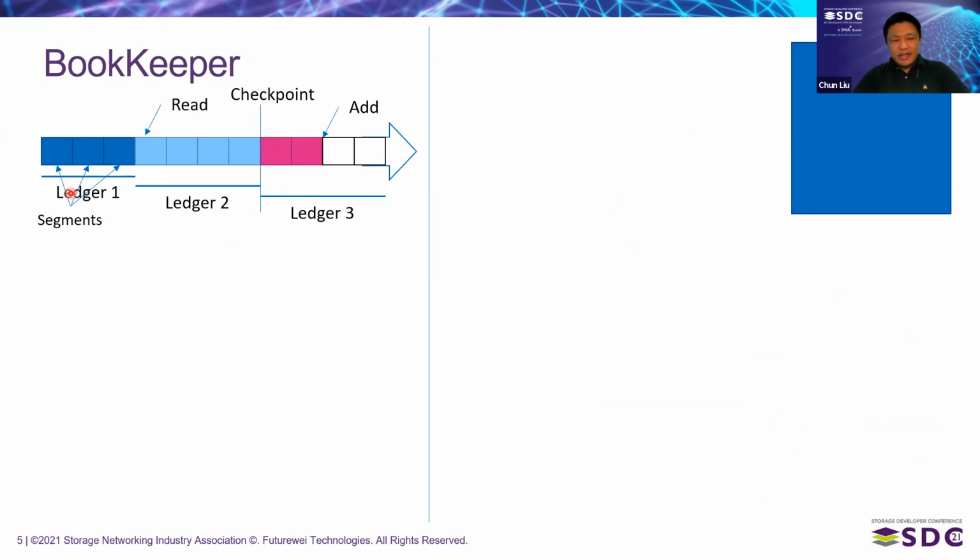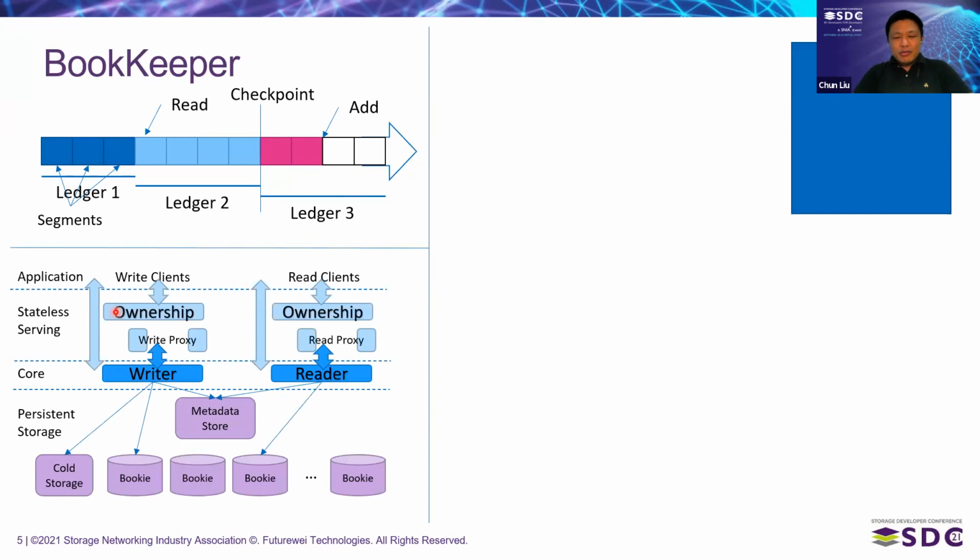The log consists of ledgers. A ledger consists of segments. Here, a segment can be large or small. A record is always added at the tail of the log. Once a ledger is full or closed due to a change of ownership, it's immutable. New writes will happen on a new ledger.